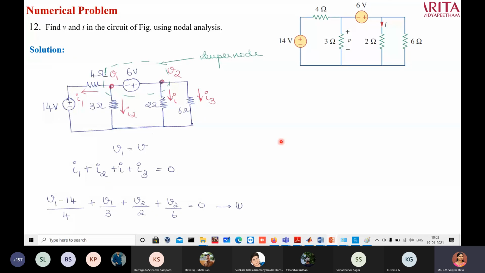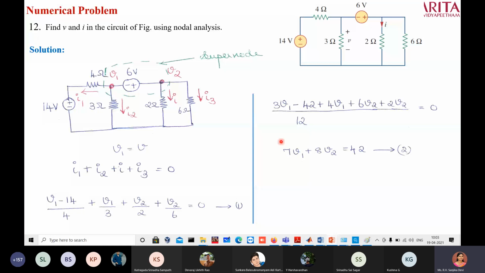So we got one equation. With this, we will not be able to solve, so we require one more equation with the supernode. Just rearrange this equation and remove the denominator so that it is easy for us to solve. So take the common denominator and simplify this. Okay, so now we got one equation, right?